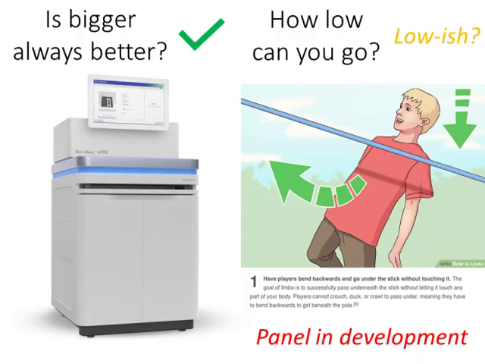So in answering these 2 questions I laid out, is bigger always better? Yes. And in MexFly, it's 12% better to get a shotgun data set as opposed to a ddRAD data set. And how low can you go? Well, that's a pretty subjective question. You can go pretty low, but it's going to depend on your diagnostic question at hand, if it's a simple one versus a more difficult one.